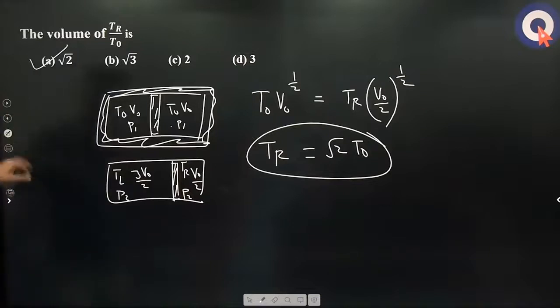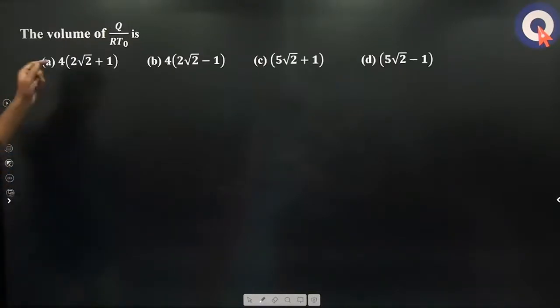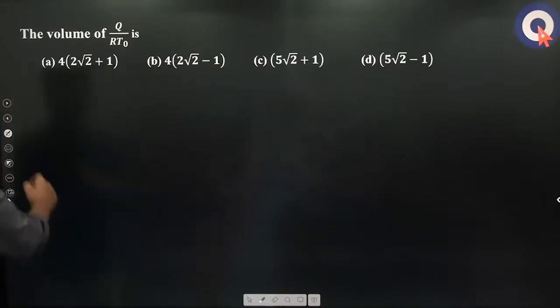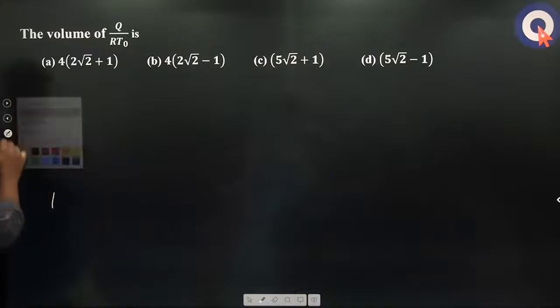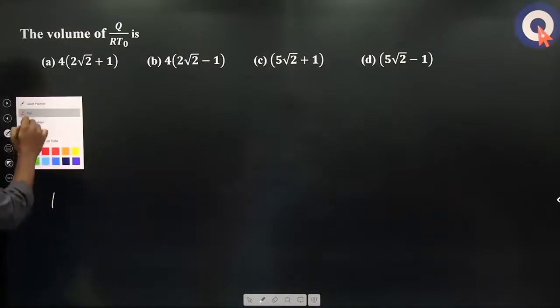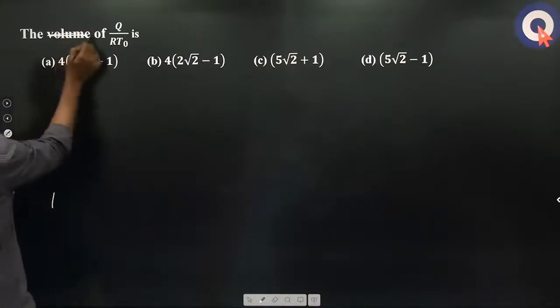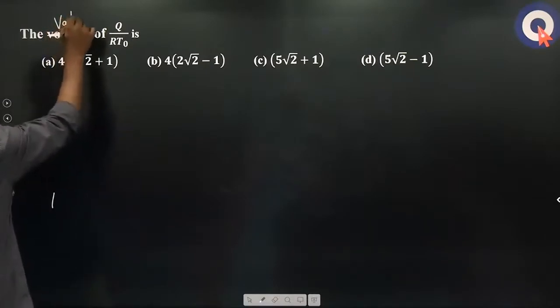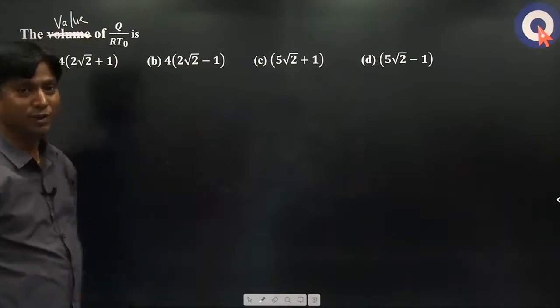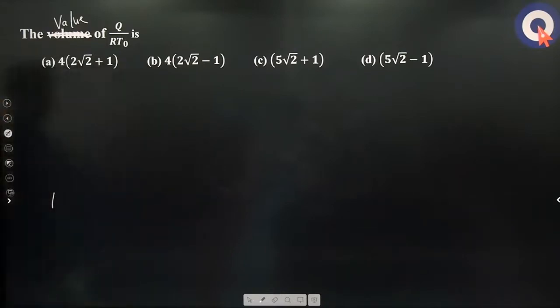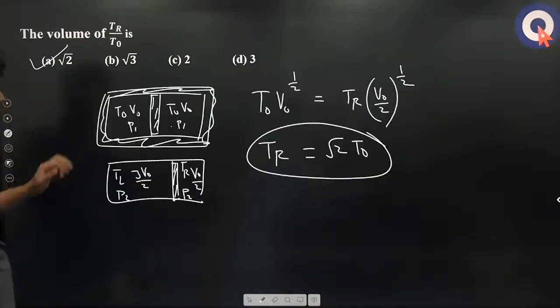Next, how much heat have you actually supplied? Next bit in this passage: the value of Q by RT0. How much is that value? You need to find it. So for that, go back.